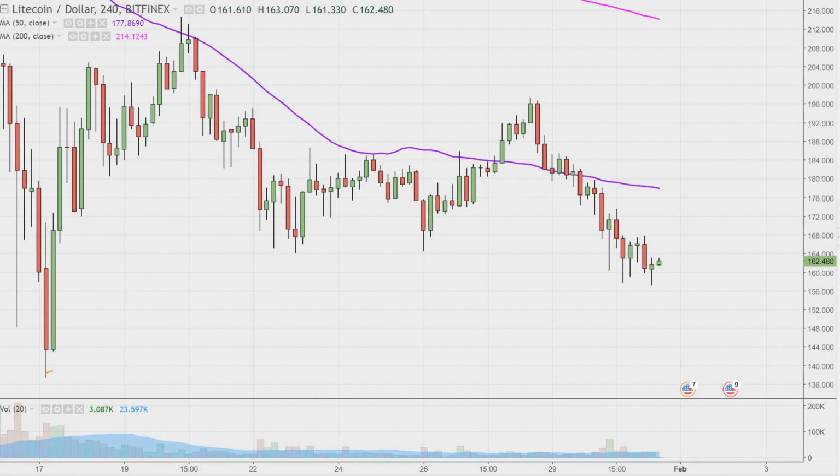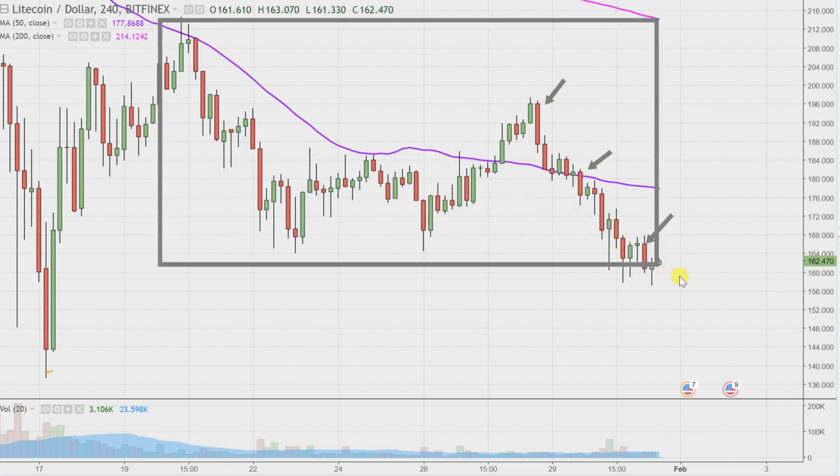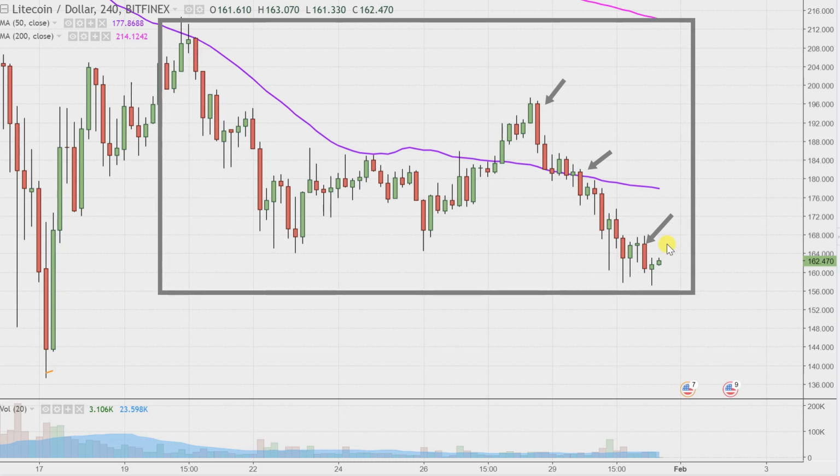Real quick, what do I mean by 4-hour, in case maybe you're new to charts? Instead of each one of these candlesticks representing 1 day's worth of price action, which is what you're going to normally see, each one represents 4 hours of time. So while this may look like the past few months broken down, it's actually just the past few weeks broken down into 4-hour time slices.